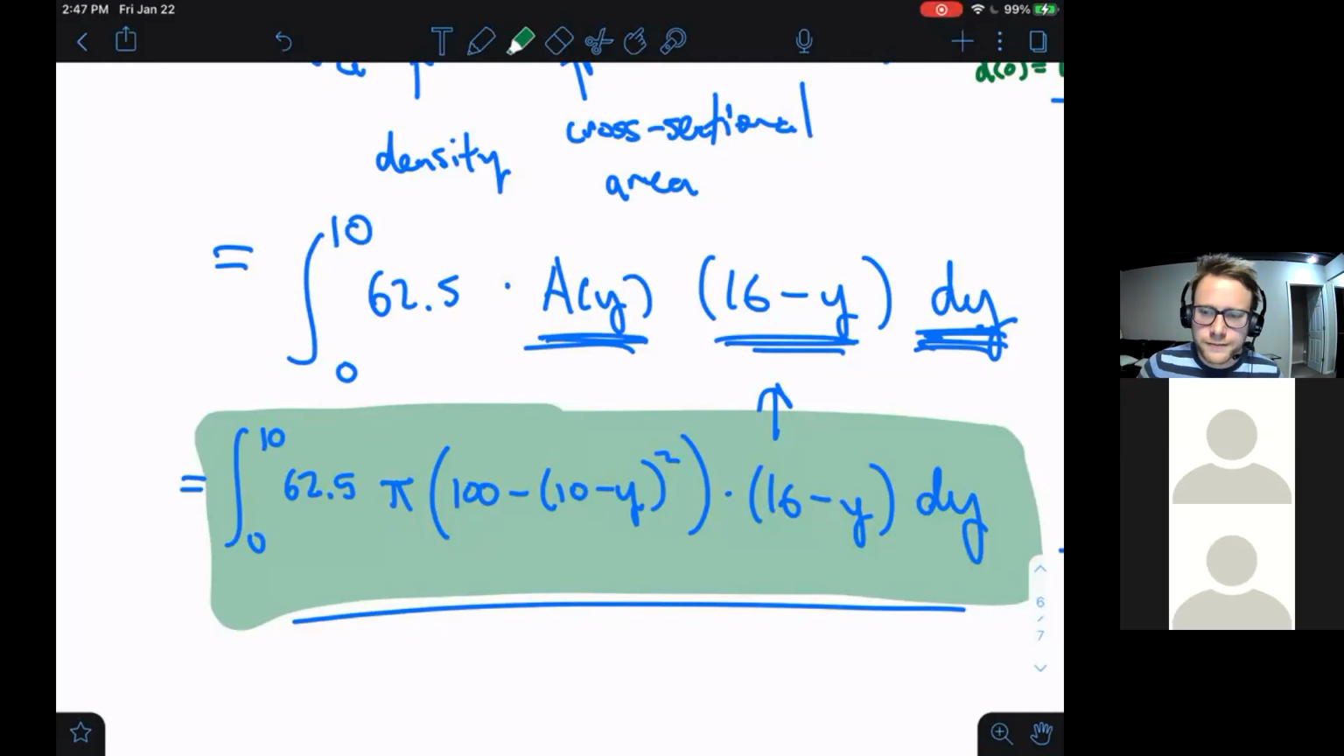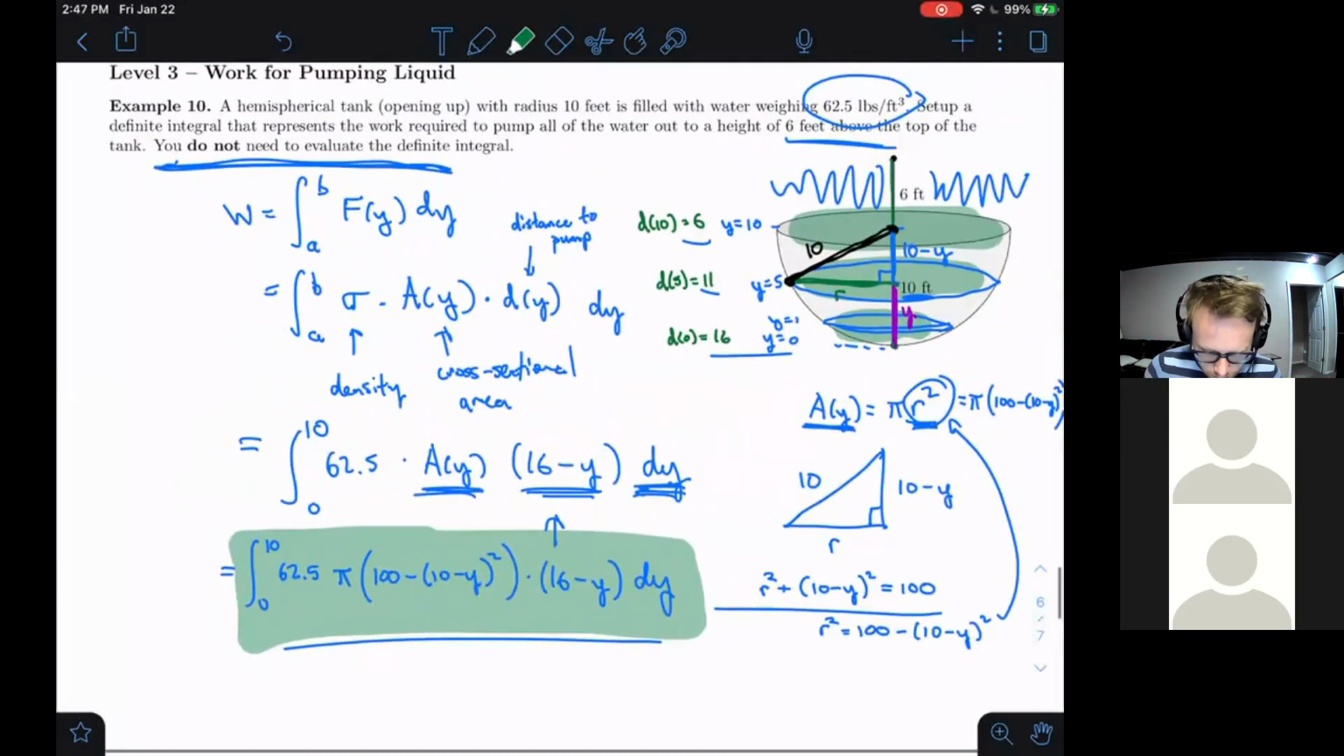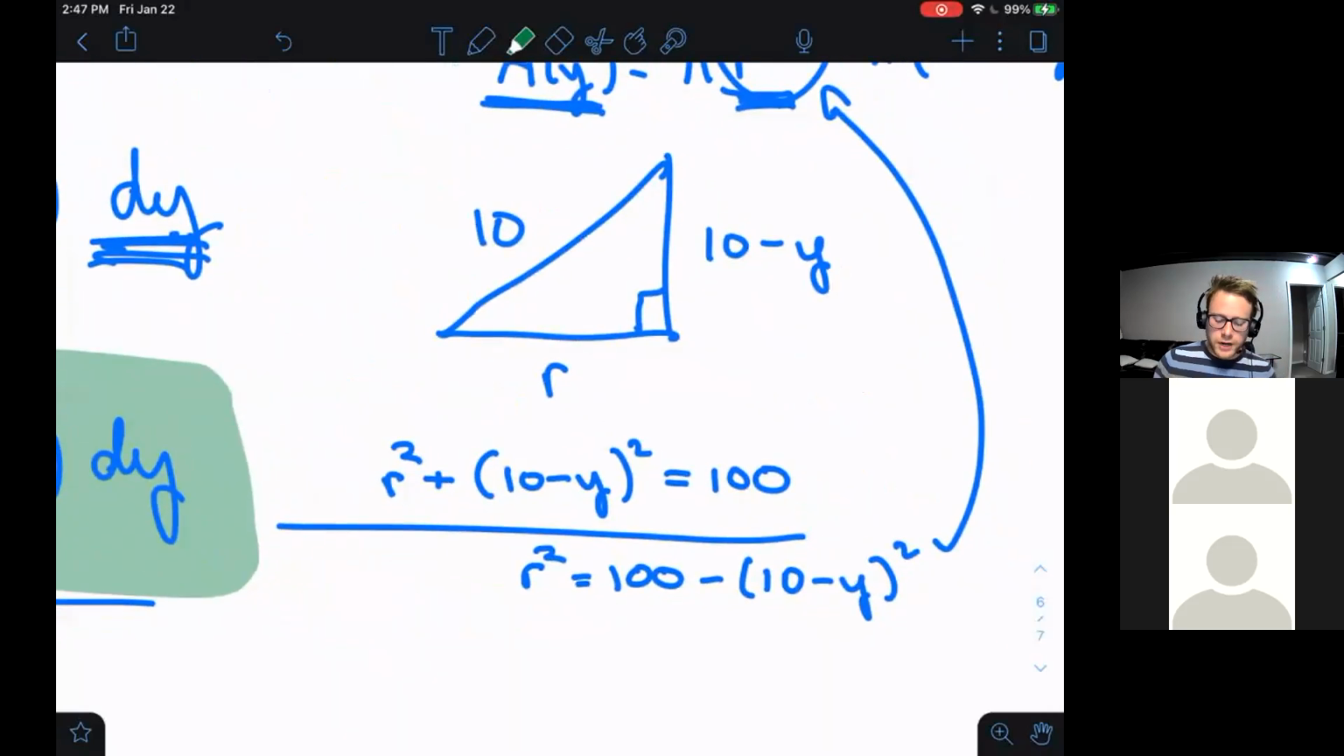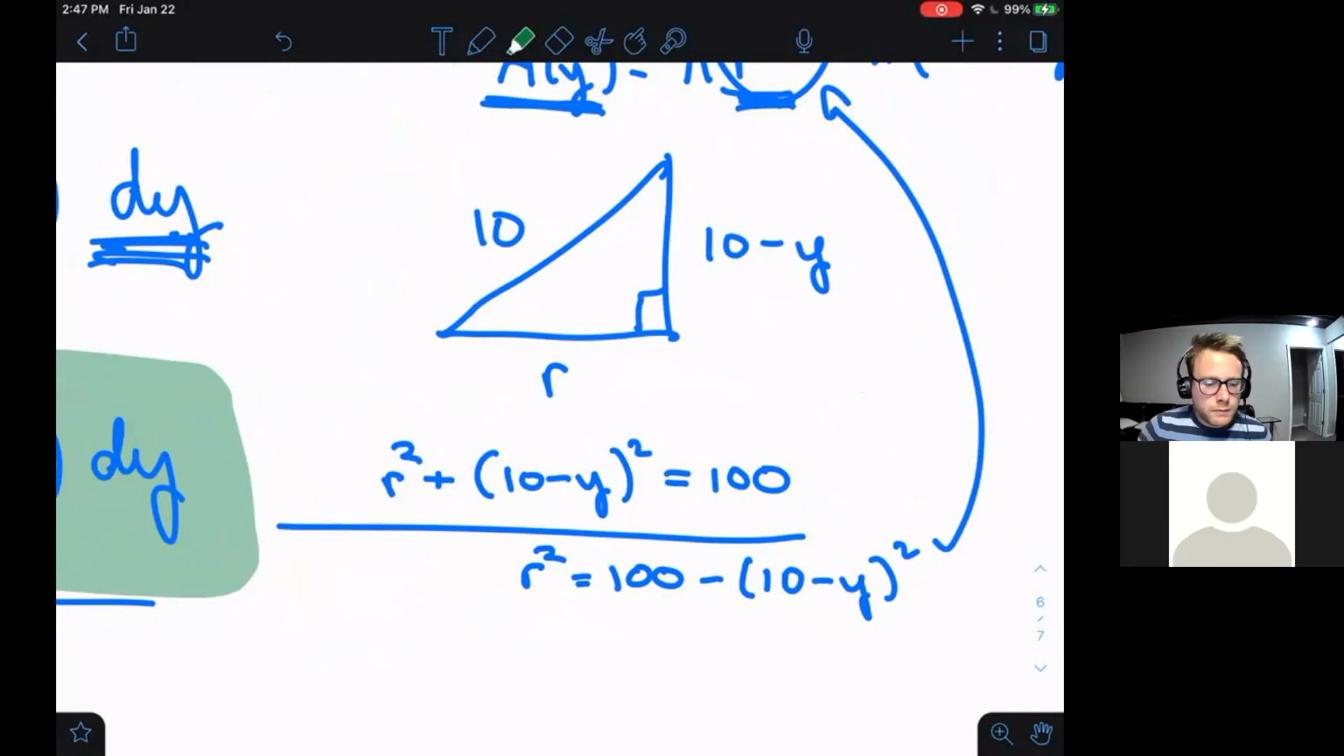Hi, I thought, isn't it pi r squared? So you should square the outside of the whole parentheses, 100 minus 10 minus y squared. If we had solved for r, absolutely. But notice that what we solved for here was actually r squared. Oh, okay. So then you don't need to re-square it or anything like that. Right. Okay. Makes sense. Thanks.